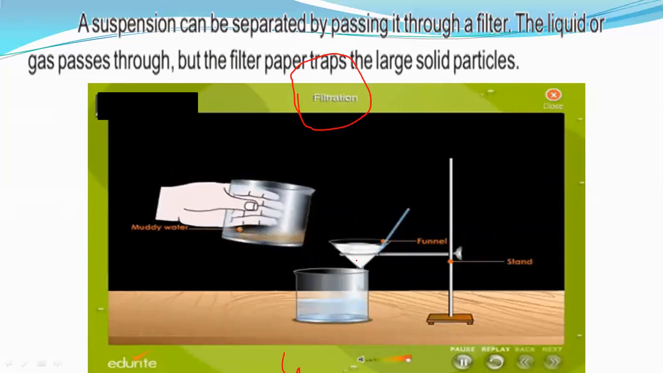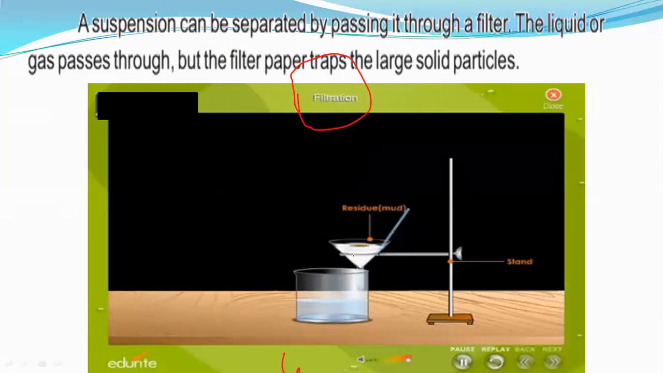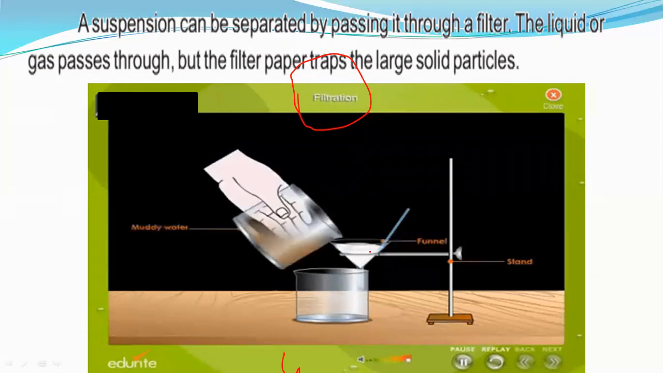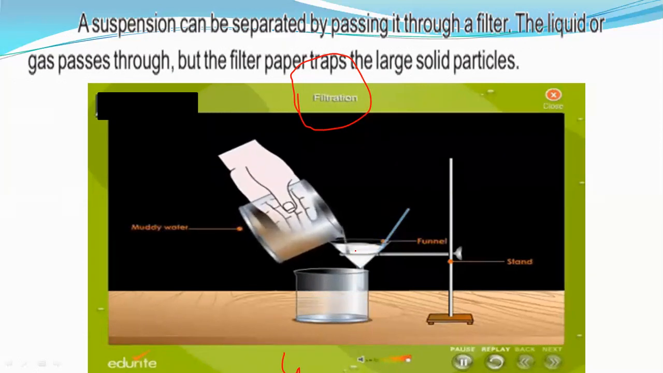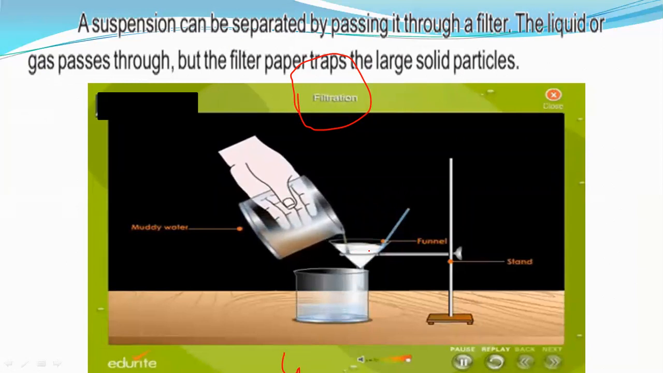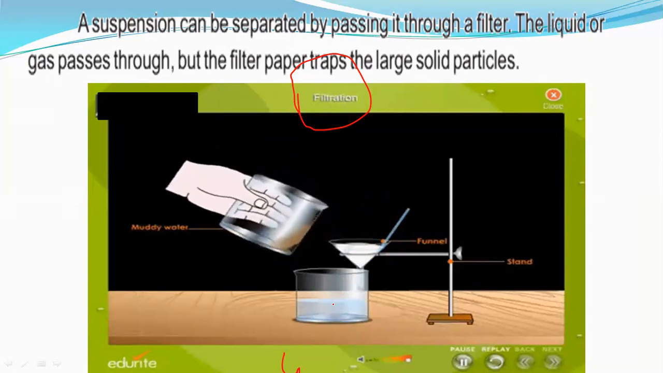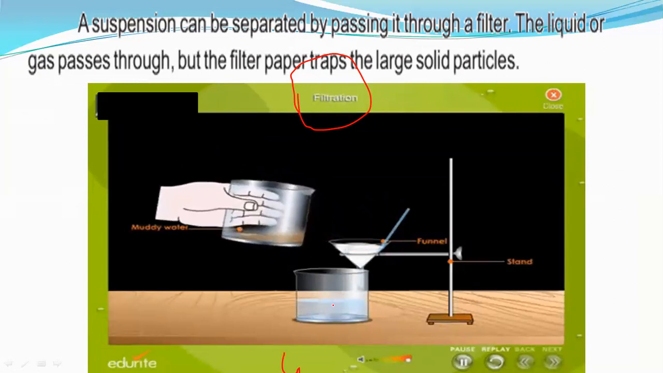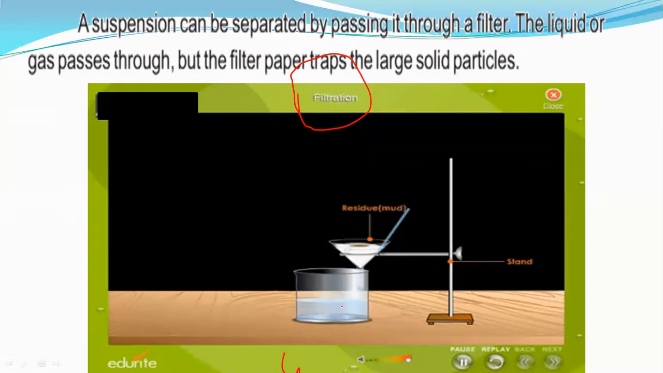And by filtration, what happens? If we mix sand in water, we can separate that sand, which is left on the filter paper, and all the filtrate just passes down into the container.